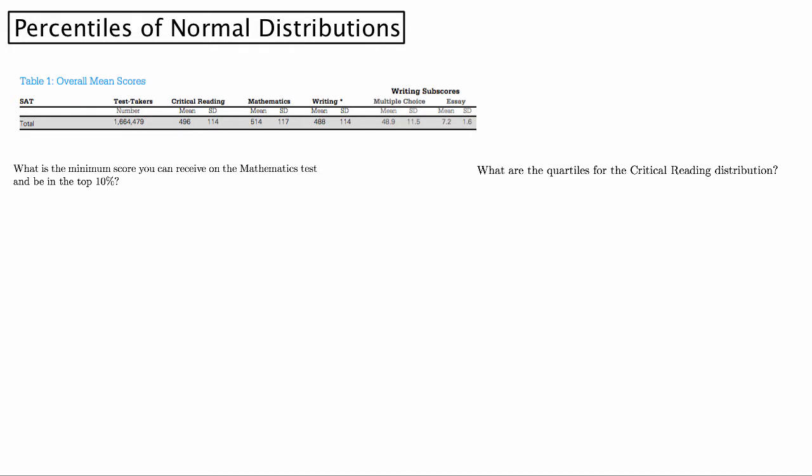Remember that this data is the June 2012 data for SAT test takers. We had about 1.6 million samples here. So I have two questions I want to look at with you. The first is, what is the minimum score that a person could receive on the mathematics test and be in the top 10%? So the mathematics test has a mean of 514 and a standard deviation of 117.